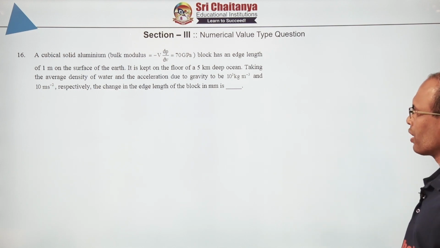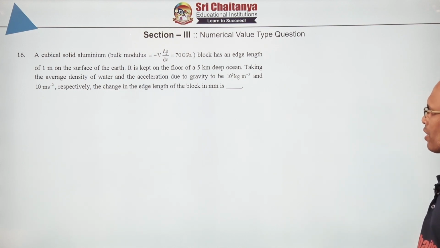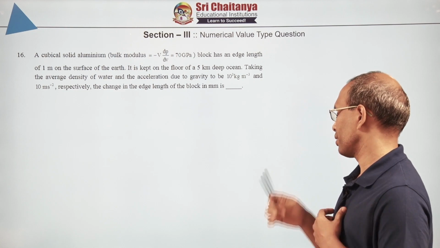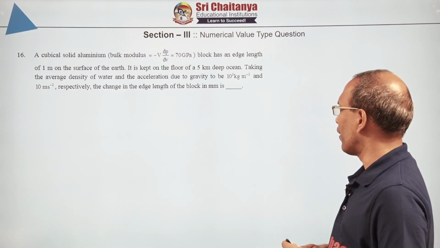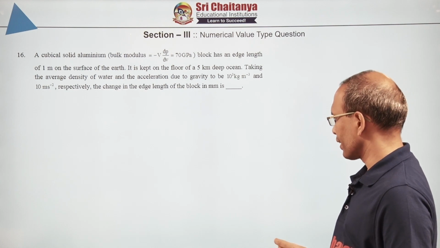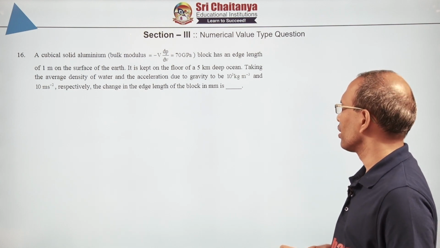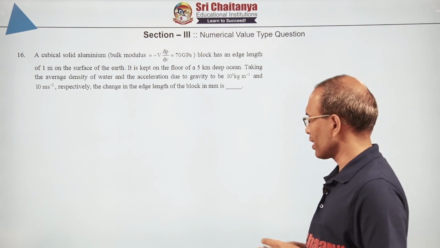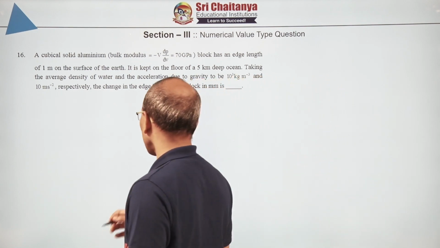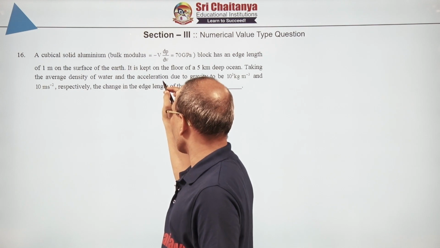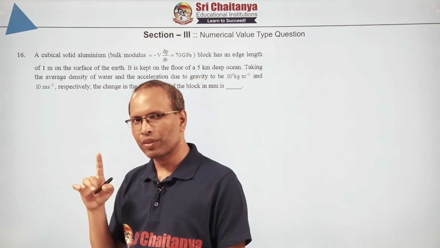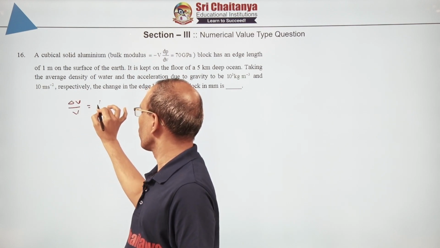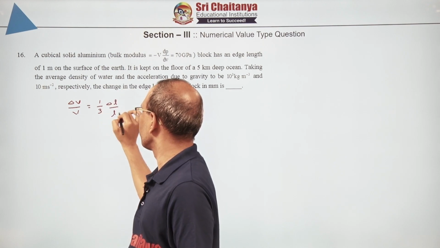So a cubical solid aluminum block which has bulk modulus of 70 gigapascal has an edge of length 1 meter on the surface of the earth. Now it is kept on the floor of 5 kilometer deep ocean, taking the average density of water as 10 power 3 and g as 10, find the change in the edge length of the block. So he is asking delta L simply, very simple thing. So what you want to find out is delta L. So what is the relation between delta V and delta L? Simple, delta V by V equal to 3 times delta L by L.